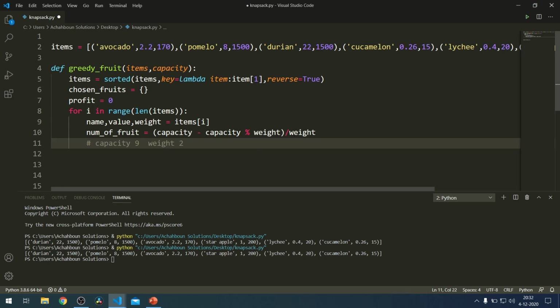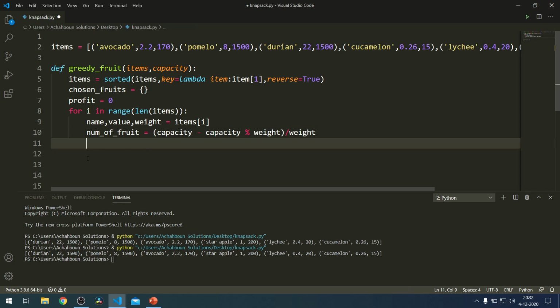Okay, so what would be the capacity modulo the weight, right? So the modulo operator returns the remainder of a division. So if you divide 9 by 2, then you would get 9 modulo 2, you would get 1. So the outcome of this operation would be 1. Then we would take 9 minus 1, and then we would divide that by 2. So it's clear that this gives 4, right? So basically this expression right here evaluates to that which we wanted to evaluate to, so it works.